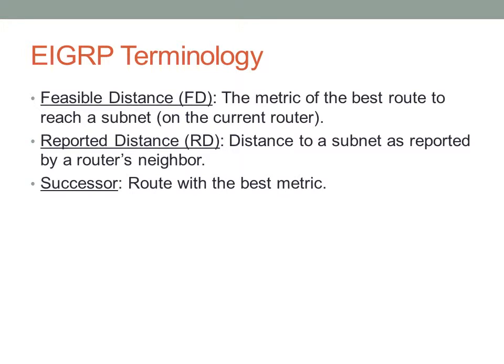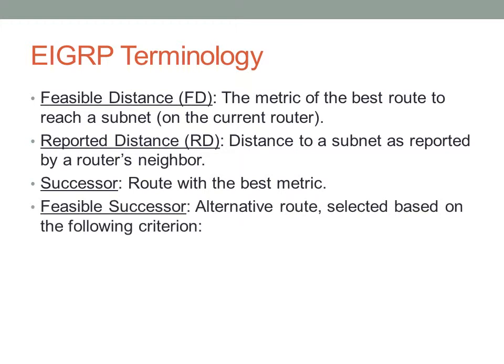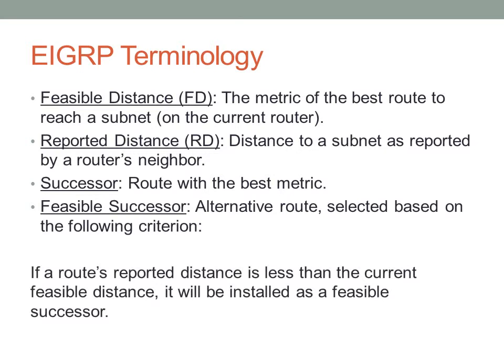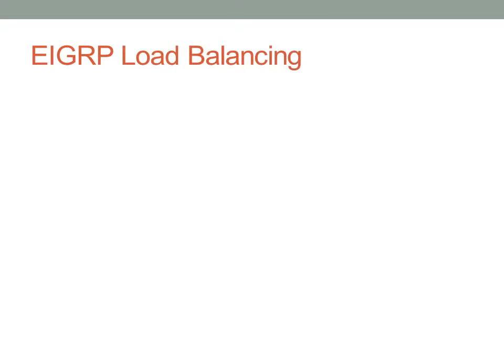And so the successor is going to be the route that succeeds. The successor is the route with the best metric to a given network, and that metric is going to be the feasible distance. The feasible successor is an alternative route that's based on the following criteria. If a route's reported distance is less than the current feasible distance, then it gets installed as a feasible successor. So a feasible successor is basically going to be a backup route, but it has to meet that requirement.